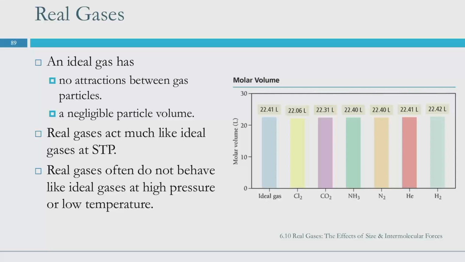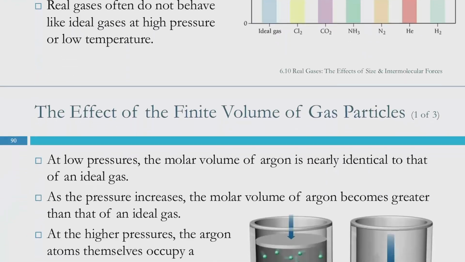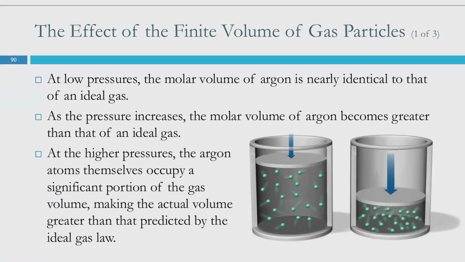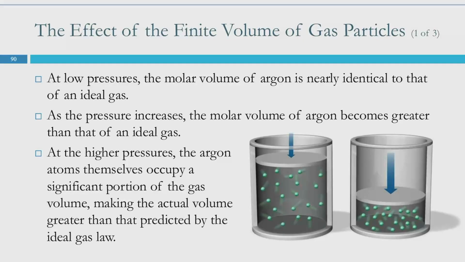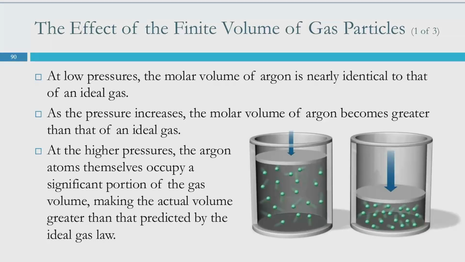However, this is again at STP, so we're talking about standard temperature and pressure, 0 degrees Celsius and 1 atmosphere of pressure, which is relatively low pressure and relatively high temperature, depending on your context. If we deviate from STP and look at some of the edge cases, like high pressure: if we're at low pressure, the molar volume of argon is nearly identical to an ideal gas. So it works fairly ideally.